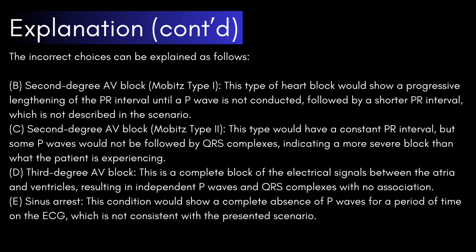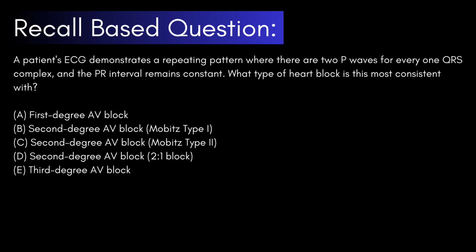All right, now that we have covered this question, let's move on to look at the next question. A patient's ECG demonstrates a repeating pattern where there are 2 P waves for every 1 QRS complex, and the PR interval remains constant. What type of heart block is this most consistent with?